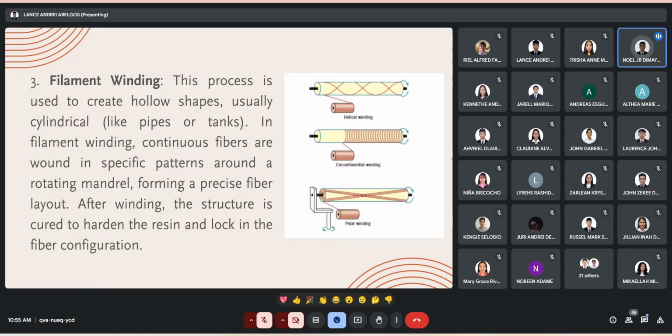And next is the filament winding. This process is used to create hollow shapes, usually cylindrical, like in pipes or tanks. In filament winding, continuous fibers are wound in specific patterns around a rotating mandrel, forming a precise fiber layout. After winding, the structure is cured to harden the resin and lock in the fiber configuration.